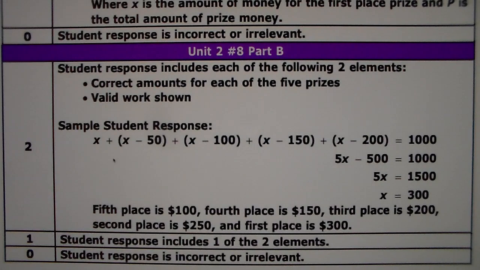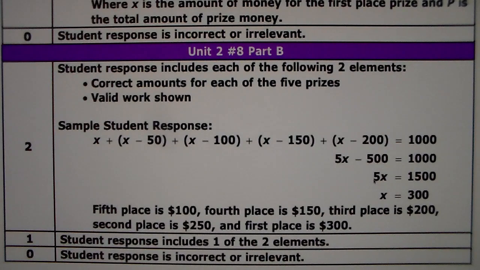So what we do, we combine like terms, like we practiced in class. 1x plus 1x plus 1x plus 1x plus 1x, well, that's 5x. They're all on the same side of that equal sign, so we add all those x's together. The negative 50, negative 100, negative 150, and negative 200 are also on the same side of the equal sign, all of these integers, so we have to combine all of them. Negative 50 plus negative 100 plus negative 150 minus 200 gets you negative 500. And that's how they get that negative 500 here.